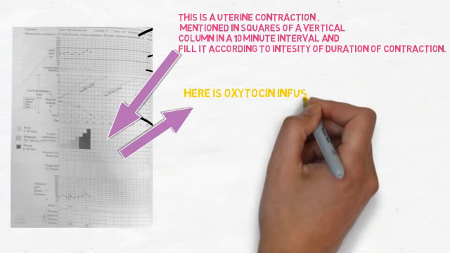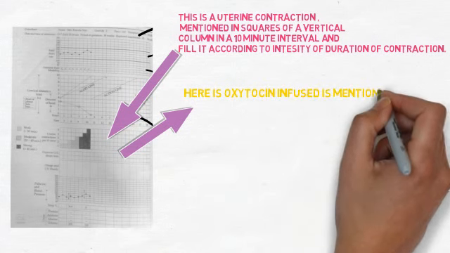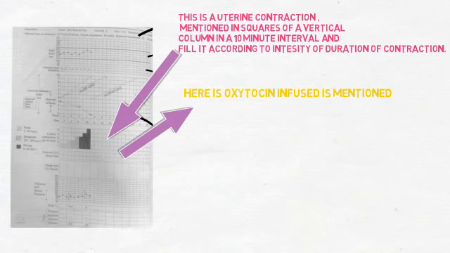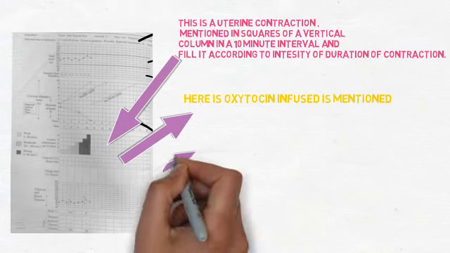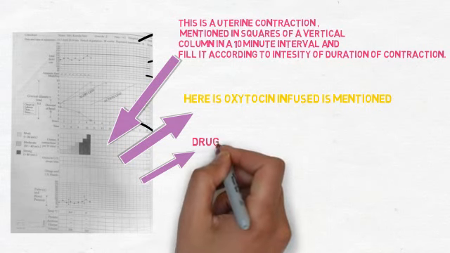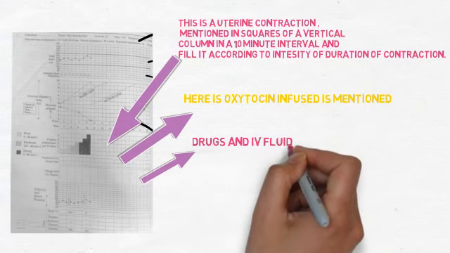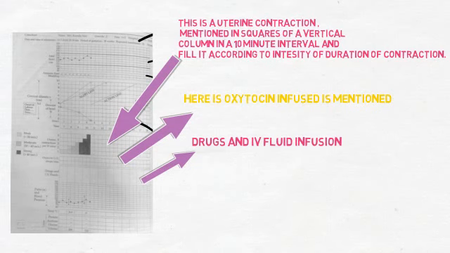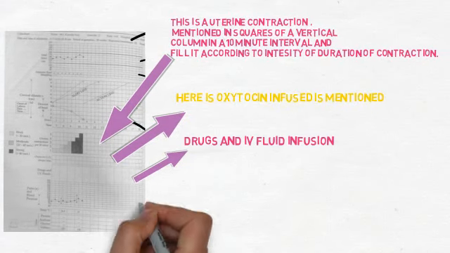The next section explains the oxytocin infusion of the pregnant woman, how much oxytocin we have infused. The next section charts all the drugs and IV fluid which were given to the mom or the pregnant woman.